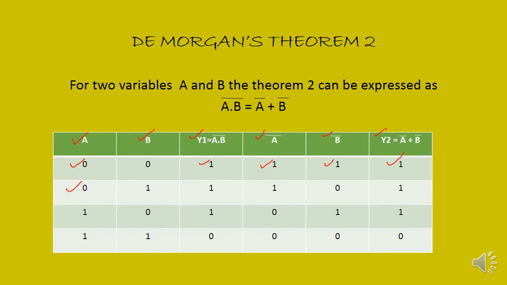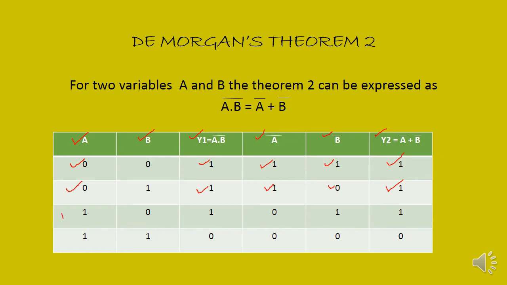Next condition, when A is 0 and B is 1: 0 dot 1, again we get 0 output. The complement of 0 is 1. So 0 dot 1 means 0, and the complement of 0 is 1. So here we get 1 output. When A is 0, A bar is 1. So here we can write 1. If B is 1, here we write B bar is 0. So 1 OR 0 means we get 1 output.